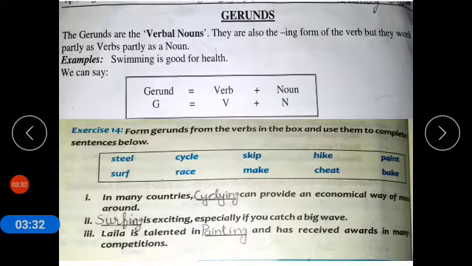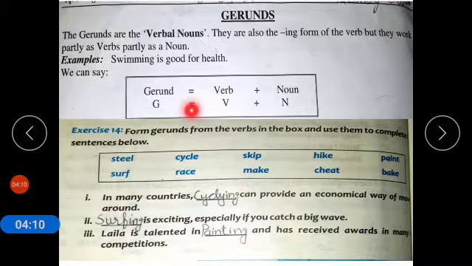Now coming to the next exercise, which is gerund. First of all, we will revise gerunds. What are gerunds? Gerunds are verbal nouns. They are also the ing form of a verb, but they work partially as verbs, partially as nouns. Swimming is good for health. In this sentence, swimming is used as a noun and it works as a verb as well. So it is called a gerund or verbal noun.